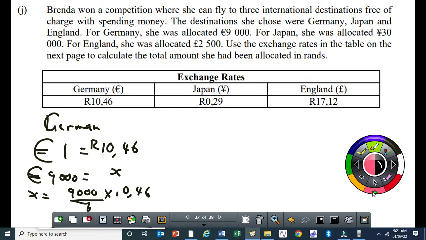So it means the x is going to be, the change will come out nicely. So this is supposed to be 10,46. So if you multiply 9,000 by 10,46, what answer do you get? 94,140. This is now in rand.